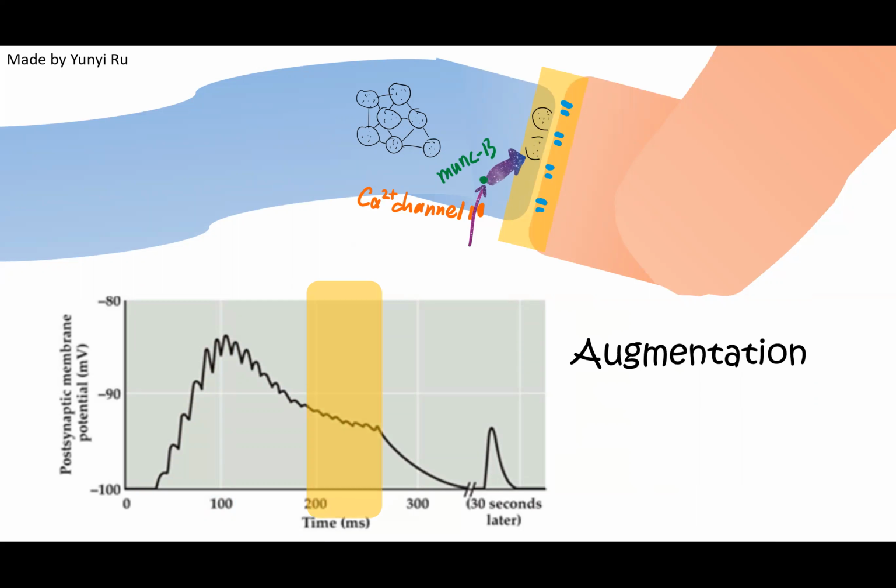Then there is augmentation. The prolonged increase in presynaptic calcium enhances the activity of MUNC13, thus enhancing the ability of calcium to trigger synaptic vesicle fusion. It causes the rise and fall of neurotransmitter release in a few seconds, making the response bigger in scale.